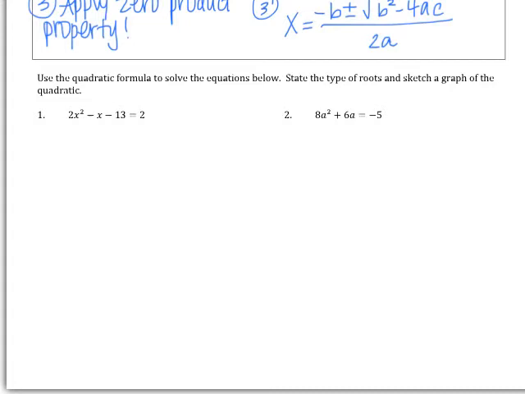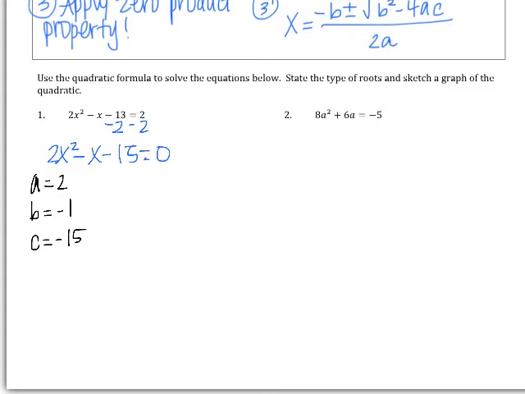So for number 1, remember the first thing that we want to do is set it equal to 0. So I'm going to subtract 2 so that I get 2x squared minus x minus 15 equals 0. Some find it helpful to go ahead and identify what a, b, and c are. So if I just want to write out, a is 2, b is negative 1, c is negative 15. That way I kind of have those ready to go.